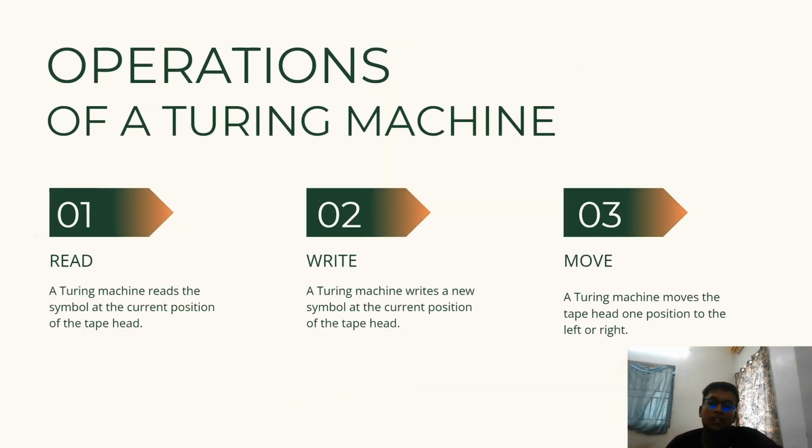Moving on, let's talk about the major operations performed by a Turing machine. There are three major operations that can be performed in a Turing machine. One, we can read. Two, we can write. And then the third, we can move. A Turing machine reads the symbol at the current position of the tape. A Turing machine writes a new symbol at the current position of the tape, essentially modifying the bit or the alphabet to perform an action. And then finally, a Turing machine moves the tape head one position to the left or the right. This left or right instruction is the instruction provided by the state register, and then the head of the Turing machine moves left or right.